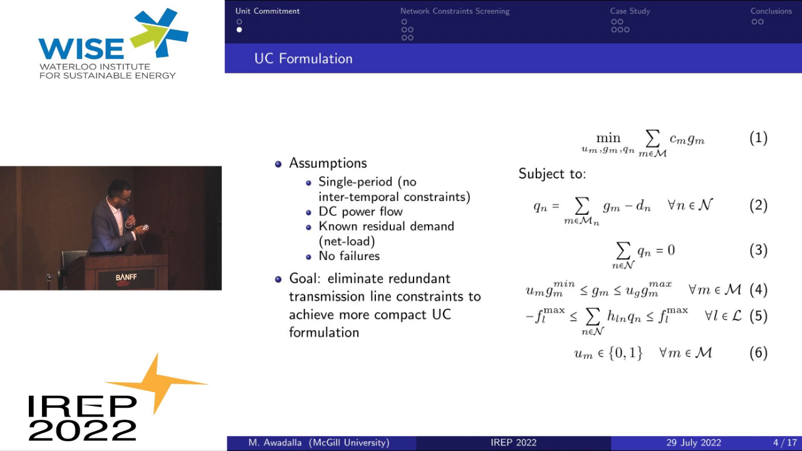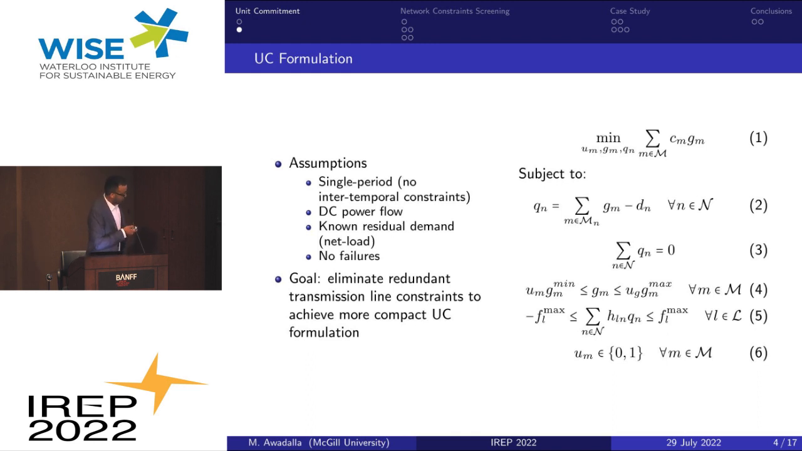I'll present the unit commitment with a few assumptions without losing the generality of the problem. This is the objective function. It's a linear objective function trying to minimize the operation cost of the generators. These are the system balance equations. Here are the generators' boundaries. And here we have the transmission line constraint equations. And here we have the binary variables related to the generators.